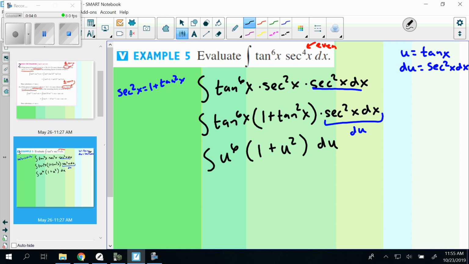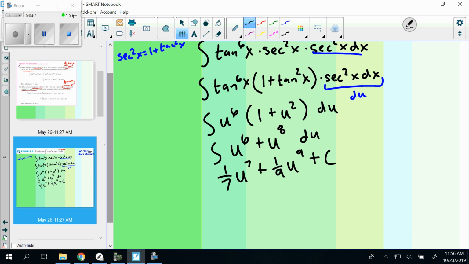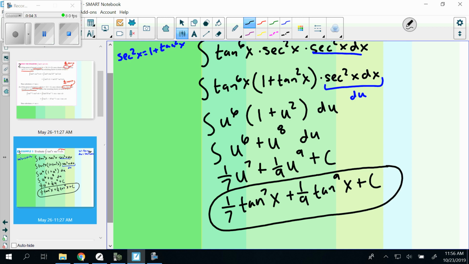We'd want to simplify that one last time before we do the antiderivative. So distribute that u to the 6th. And now we can do both of these. Go up a power, so we get 1/7 u to the 7th plus 1/9 u to the 9th, plus some possible constant. And our last step is to substitute back in those tangents, and we get the answer of 1/7 tangent to the 7th x plus 1/9 tangent to the 9th power x plus c. And that would be the antiderivative of this one.